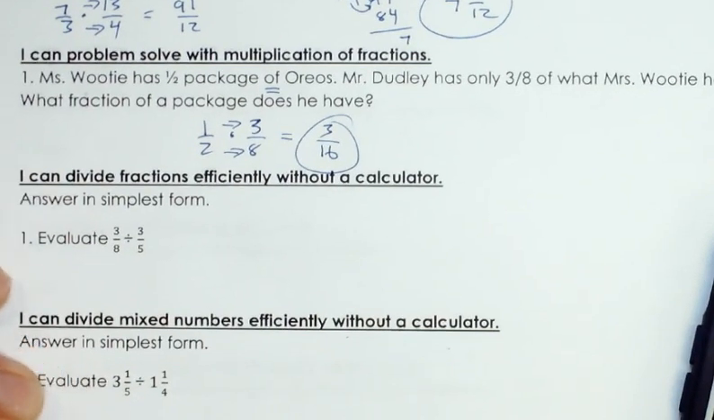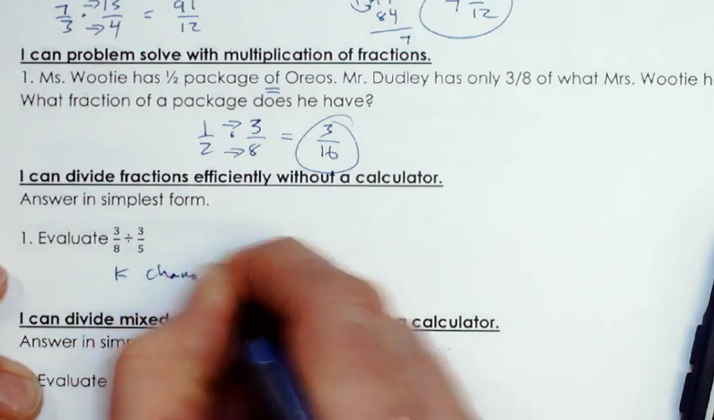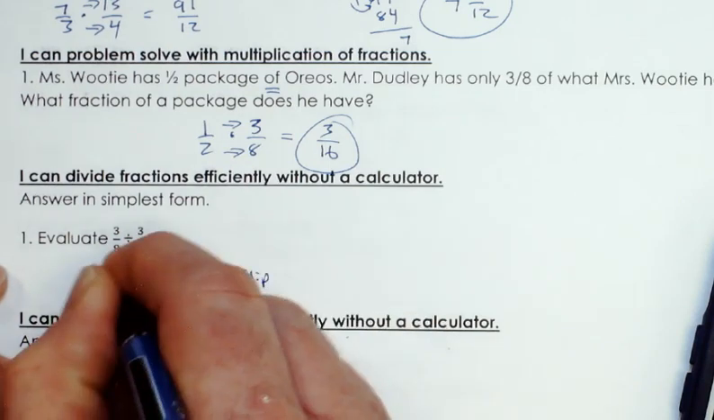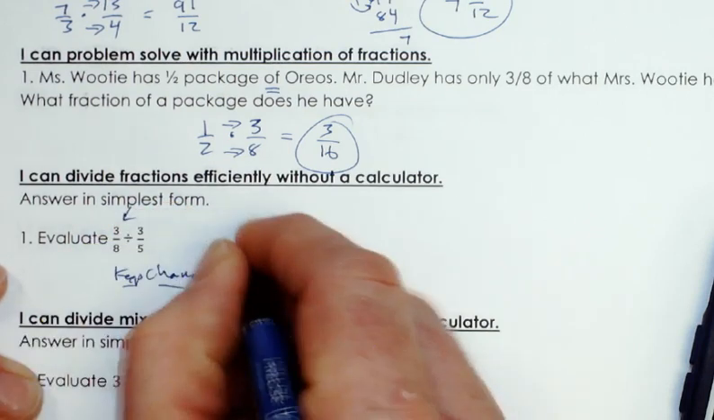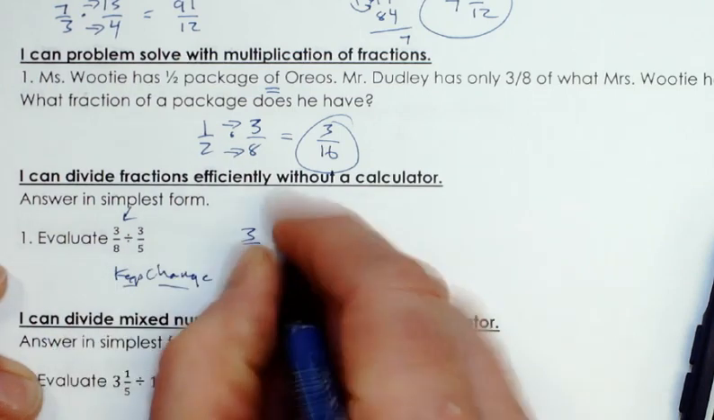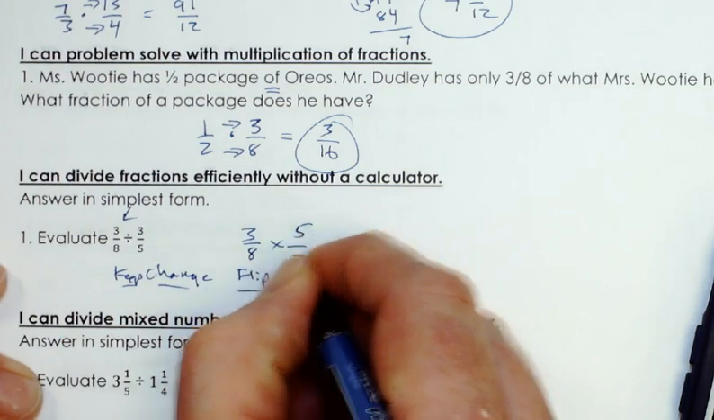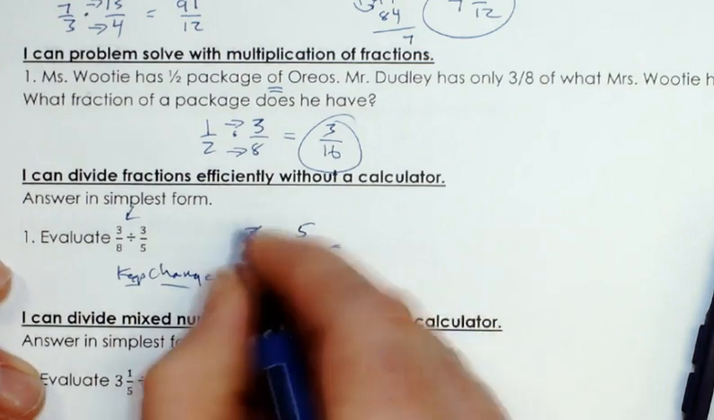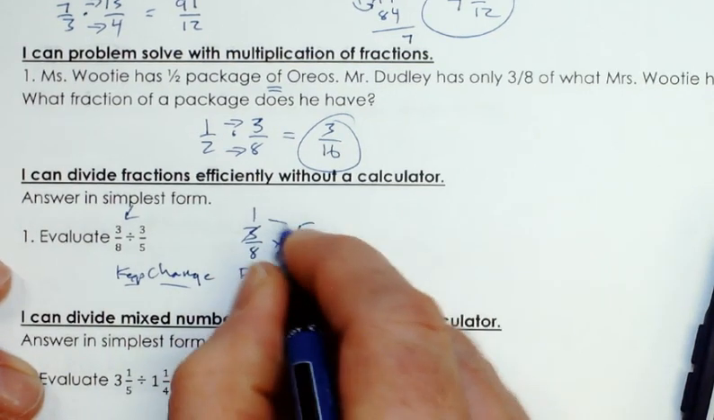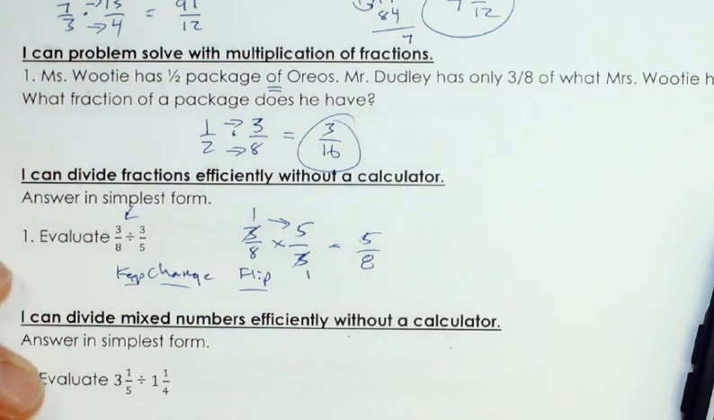I can divide fractions without a calculator. Well, division, you have to use the old rule, keep it, change it, and flip it. So keep, change, flip is the rule. So we keep this one, 3/8. We change the sign to multiplication, and we flip this other one, 5/3. And then we can multiply straight across. Well, I see that I can reduce these. I can divide by 3 on both sides. So now I have 1 times 5 is 5, and I have 8 times 1, which is 8.